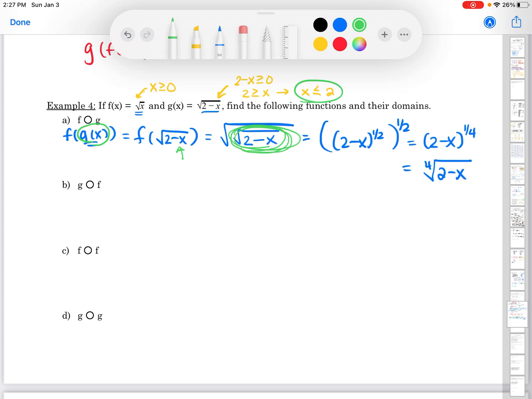So we just have to double check that this will work, but it should be that our domain is going to be that x has to be less than or equal to 2. And let's just double check. If we put 2 in here, we'll get 0. Square root of 0 is 0.